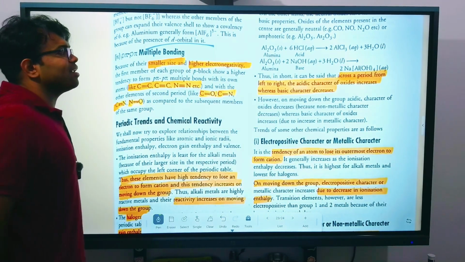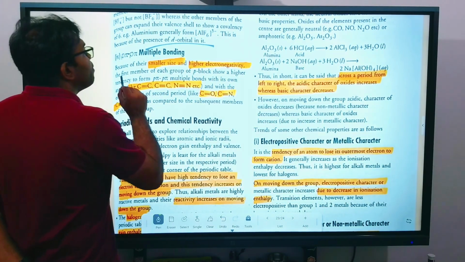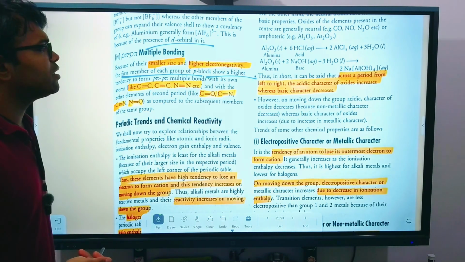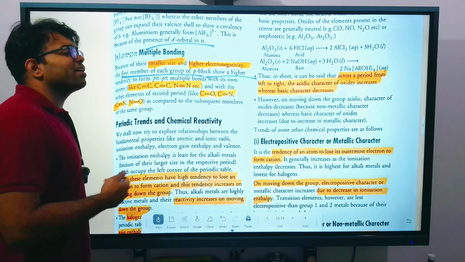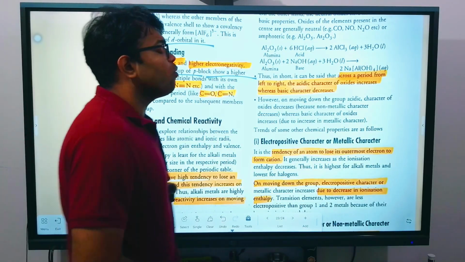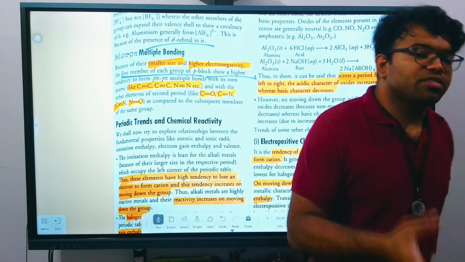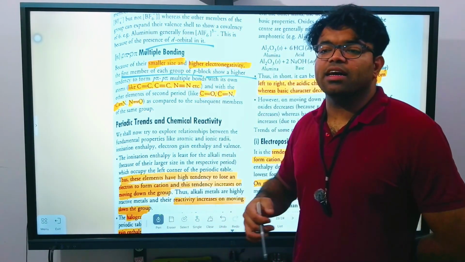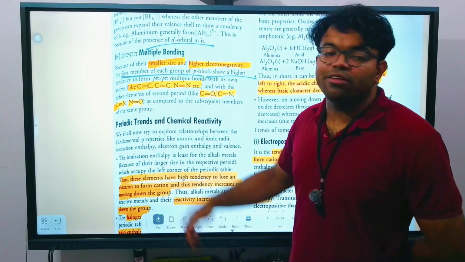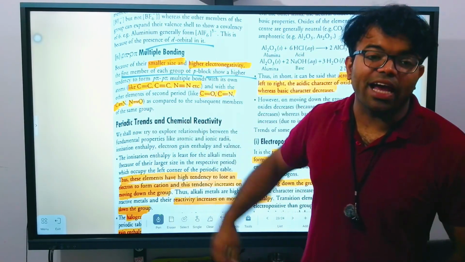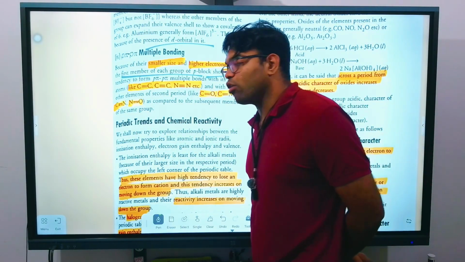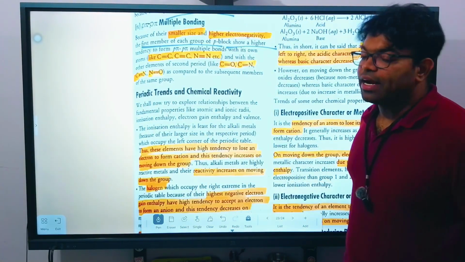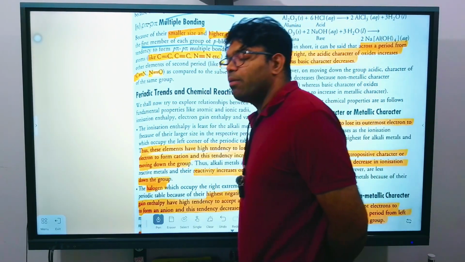Because of their small size and high electronegativities, the first members of each group of the p block show a large tendency to form pi-pi multiple bonds with their own atoms, like carbon and nitrogen, or with other atoms of the same period, like nitrogen and oxygen. Nitrogen and carbon form the cyanide group. CN is called the cyanide group. Nitrogen and oxygen can form double bonds, as compared to the subsequent members of the group. Understood?